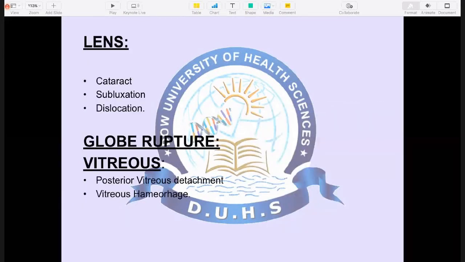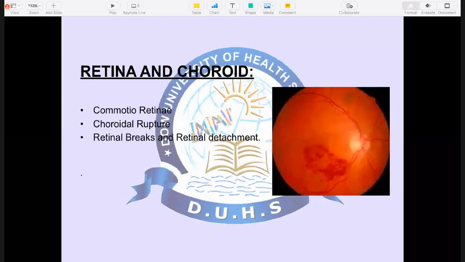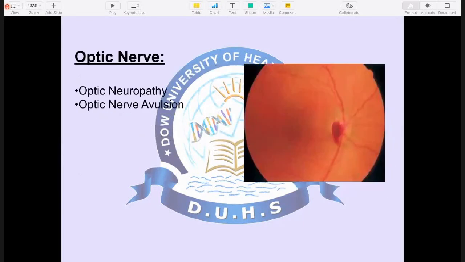Okay? What can happen to the lens? The lens may develop a cataract, there may be subluxation, or there may be dislocation. The vitreous may develop a vitreous hemorrhage or a posterior vitreous detachment. The retina may have retinal edema, a retinal tear, a macular hole, choroidal rupture, or a retinal detachment. The optic nerve can also get affected. This thing that you see with the hemorrhage, that's the optic disc. You can get a neuropathy where your optic nerve gets damaged, or sometimes the optic nerve gets torn away from the globe, and that is known as optic nerve avulsion.